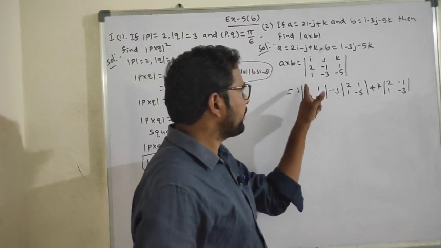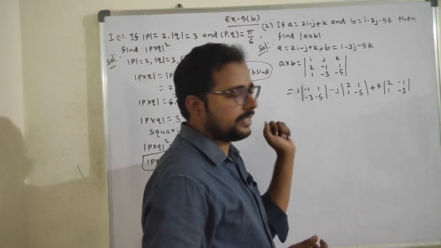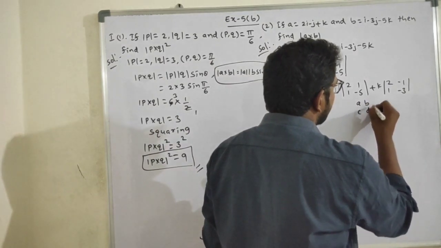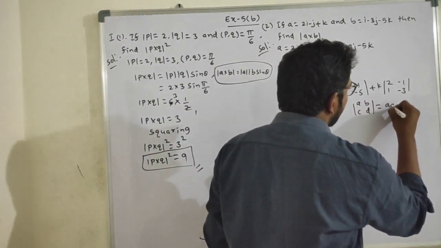So it is in the form of A B C D. For A B C D, we find the determinant: A B C D is equal to AD minus BC.